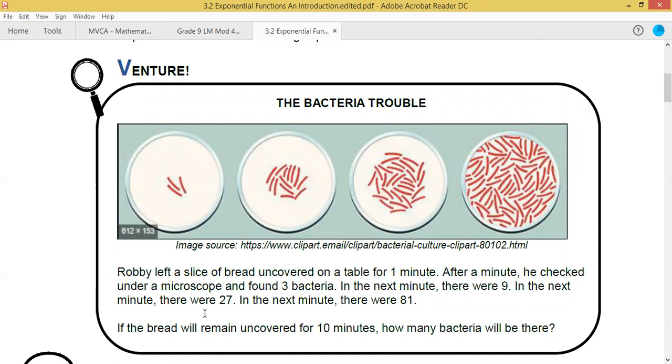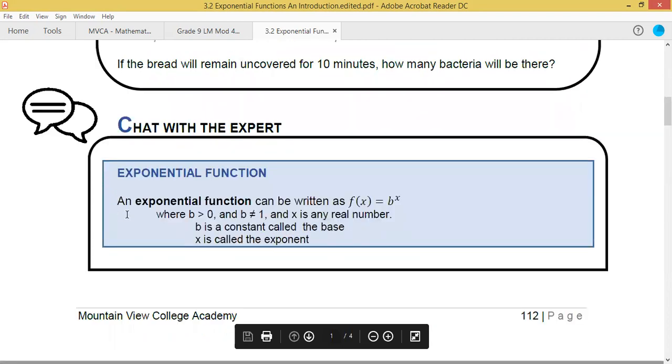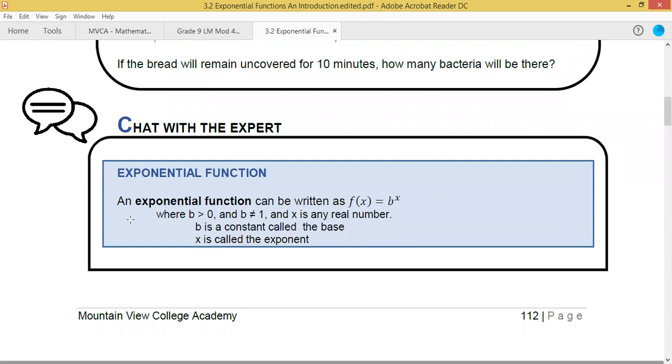If you noticed, the increase is exponential. It means that the increase is so rapid. That is one characteristic of the exponential function. Now, what is an exponential function? It is a function which can be written as f of x equals b to the power of x.